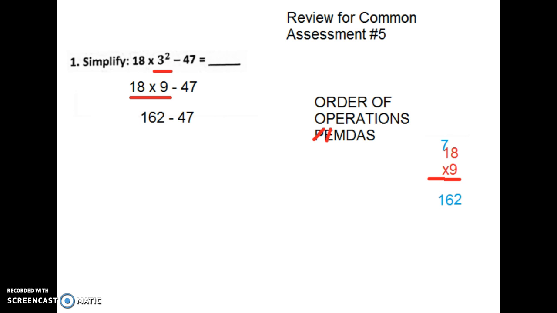Now I ask myself again. I did multiplication. There's no parentheses, there's no exponents, there's no multiplication or division. So next is adding or subtraction, whichever comes first. Is there adding? No. Is there subtraction? Yes. So let me cross this off and let me do my subtraction. Set it up, 162 minus 47. Keep these lined up because it does matter with subtraction. And we can solve this. I'm going to let you solve this on your own.